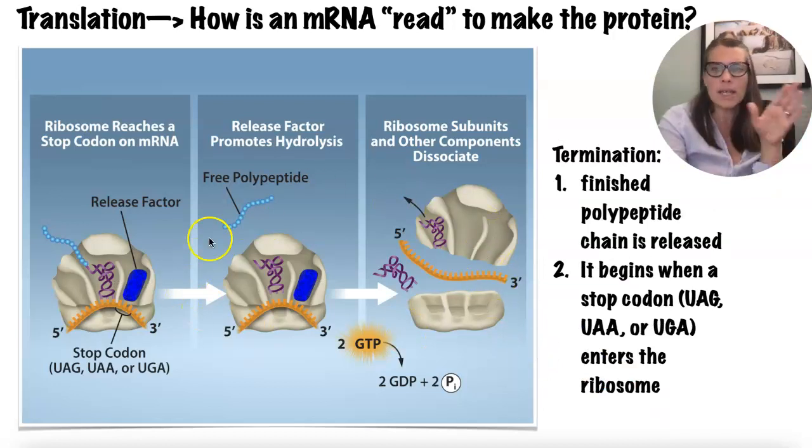So this is just another picture of this termination part where you have the release factor and then hydrolysis happens. So remember this, we all looked at this, hydrolysis, so the components dissociate and we can reuse everything. And we use a GTP to do this. Okay.